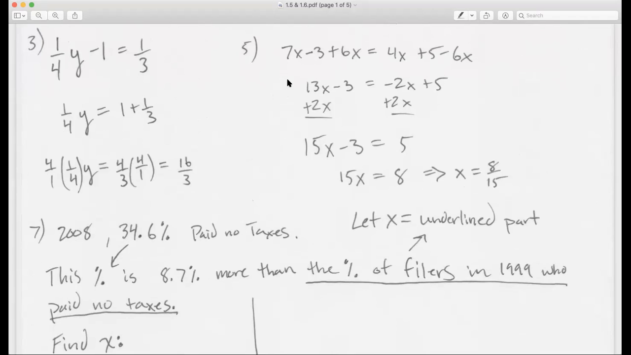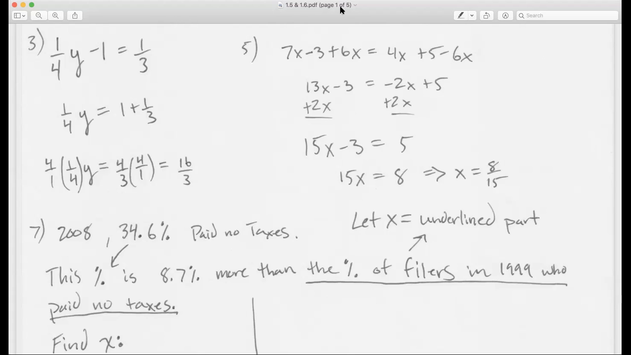Number 5 had no fractions. I combined like terms. 7x plus 6x is 13x. I dropped the minus 3 down. 4 minus 6x is minus 2x. Drop the 5 down. Add 2x on both sides. I get 15x minus 3 equals 5. And then I added 3 to both sides to get 8. So then I just divide by 15 on both sides to get x is 8/15.